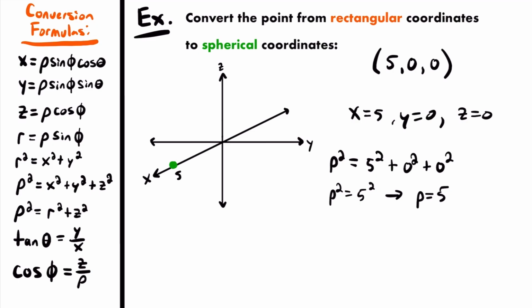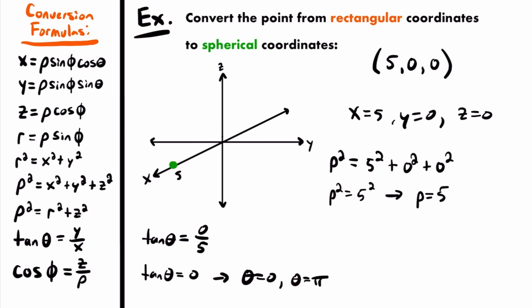Now let's find theta, and the way we'll find theta is by using this equation. Tangent theta equals y divided by x. So let's work on that. We'll have tangent theta equals y divided by x. Y is 0 and x is 5, and 0 divided by 5 is 0. So we have tangent theta equals 0. And tangent is equal to 0 when theta is equal to 0 and pi. Okay, so there's two possible answers here. Theta could be 0, but it could also be pi.